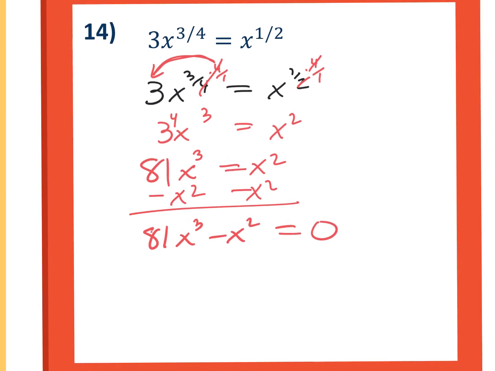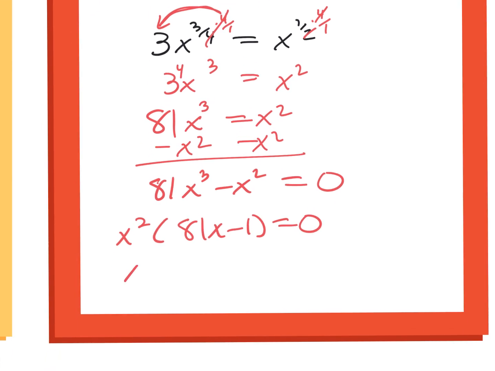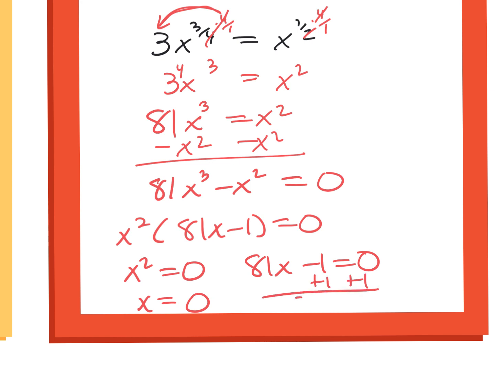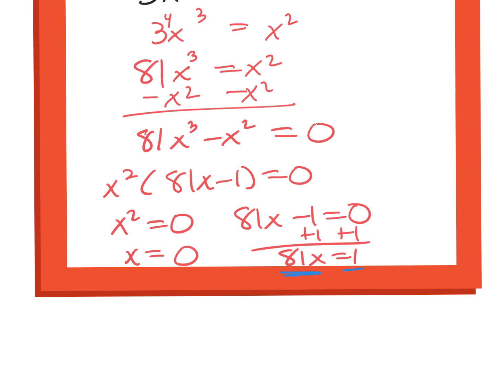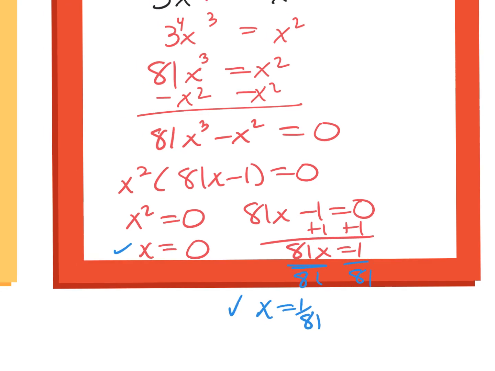I'm going to factor out a GCF. So I'm going to factor out an x squared. And then I'm left with 81x minus 1 equals 0. Set each of the factors, including the GCF, equal to 0. This gives me x equals 0. Add 1. 81x equals 1. Divide both sides by 81. And x equals 1 over 81. Again, I need to check. They're both going to work, but let me show you the check.